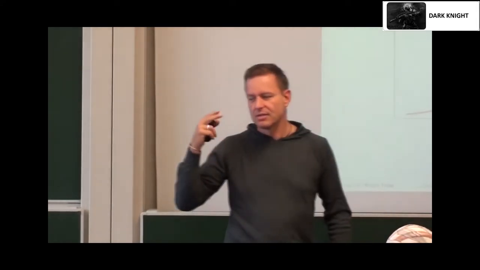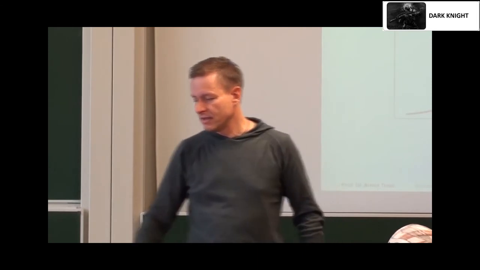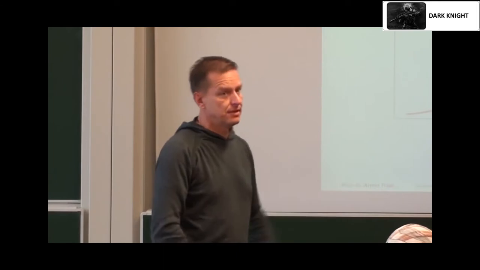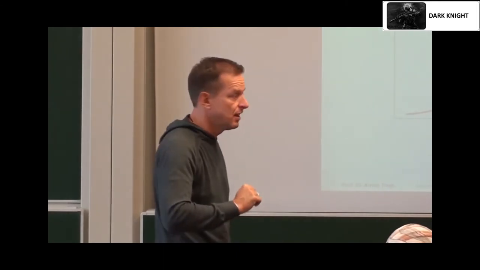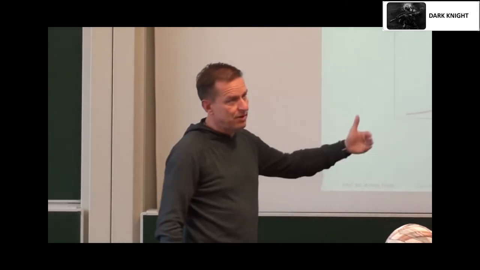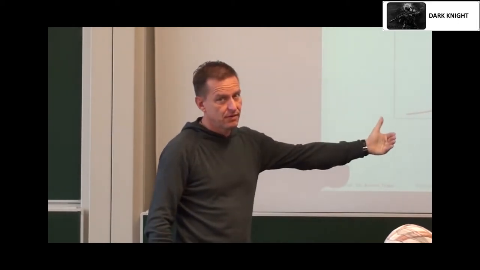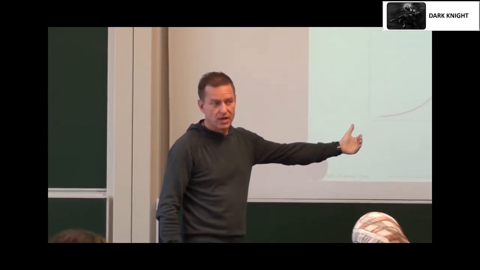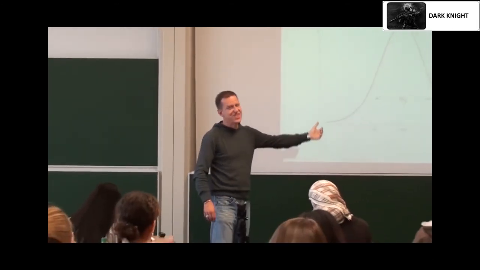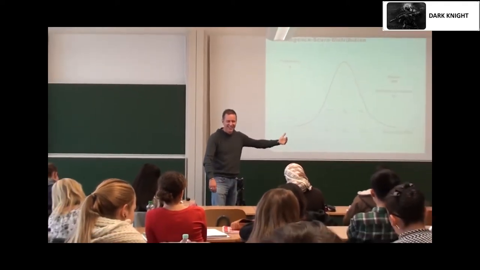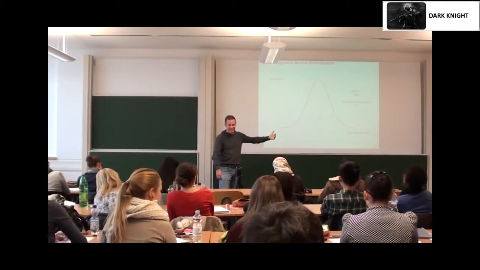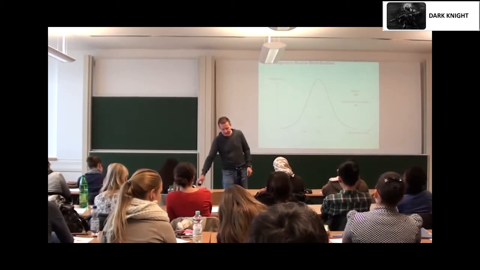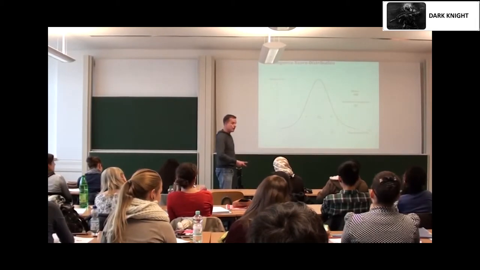So I want you really to take home that once you hear that somebody has an intelligence of, let's say, 115, you can easily tell how many people are better than 115. 16 point something percent. So that means 115 is quite good.